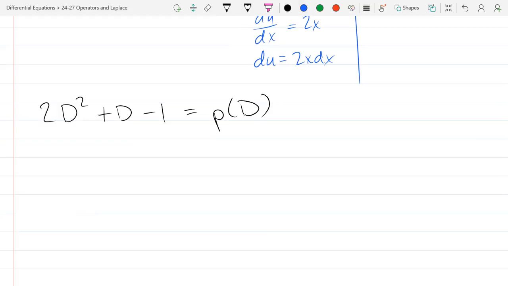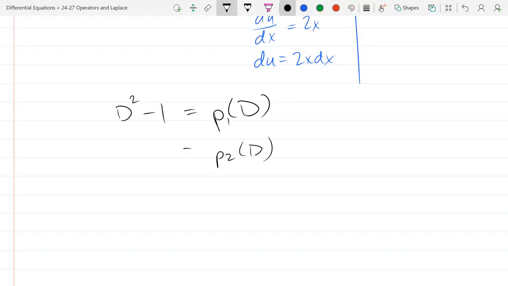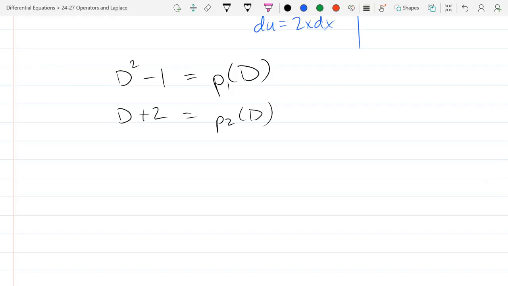So that's one operator. Let's do another operator. Oh, it's too complicated. Let's be lazy and go. Let's just do a D squared minus 1. Keep it a little bit easier. So we'll call that p1, and we'll call it p2. I'll make up some other easy polynomial. Let's do just regular D plus 2. That's pretty easy. All right, so I'm just writing down two polynomials in the variable D, or the operator D.